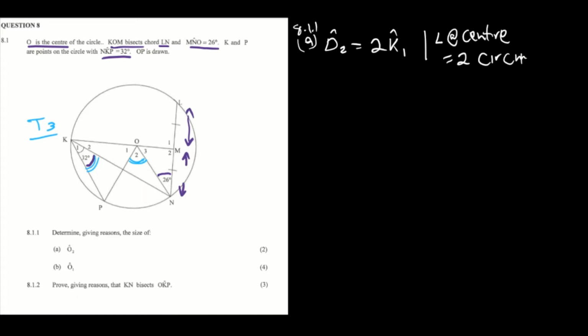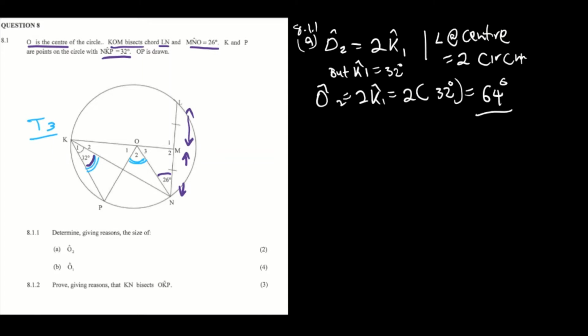So we know angle K1 is equal to 32 degrees. So angle O2, which is equal to twice angle K1, is equal to twice 32 degrees, giving us 64 degrees. So this is the first angle, O2.